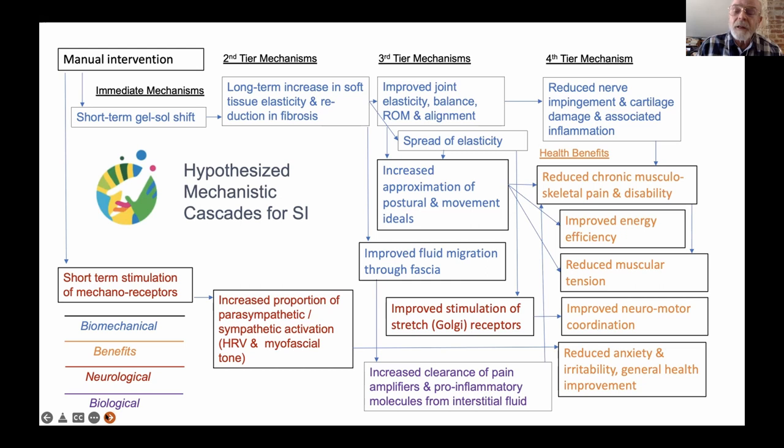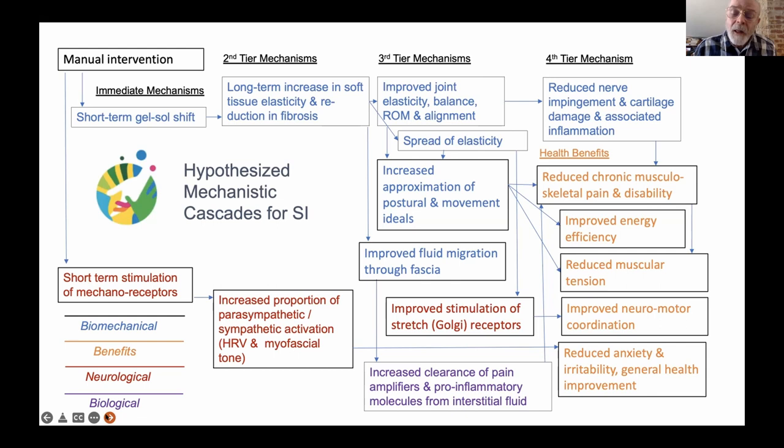So I'm just going to leave this up here, just so your eye can wander through these pathways. We have the biomechanical pathways in blue. We have four levels of cascades. We have the benefits in orange. In the red, we have a few neurological mechanisms. This is not a comprehensive chart. There are other neurological mechanisms that we've even talked about in our group, but this is complicated enough. I didn't want to make it impossible. And we have in purple a biological mechanism.